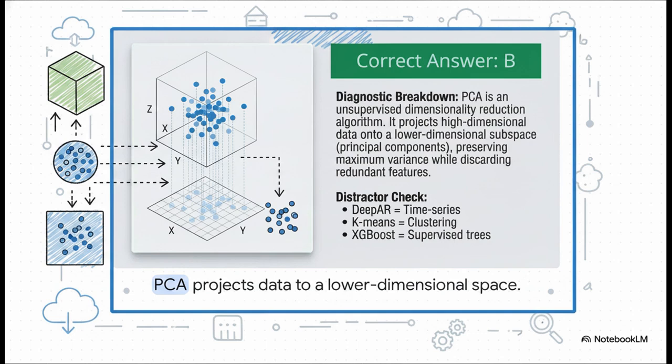Now, what's really interesting about this slide is seeing how that high-dimensional 3D data is projected down onto a flat, lower-dimensional 2D grid. PCA does exactly this mathematically. It discards redundant features while preserving maximum variance, making it the ultimate tool for compressing a massive feature space.